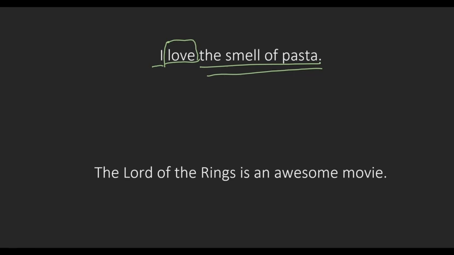And then what do you notice about our receiver here? It's a possessive because you have the of. You have that owner relationship. Exactly.